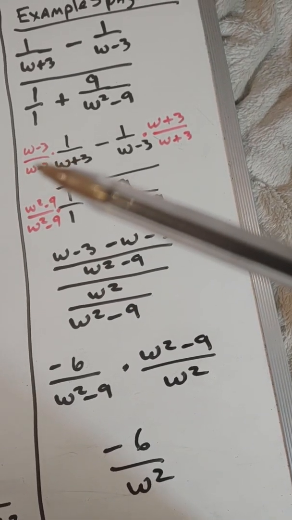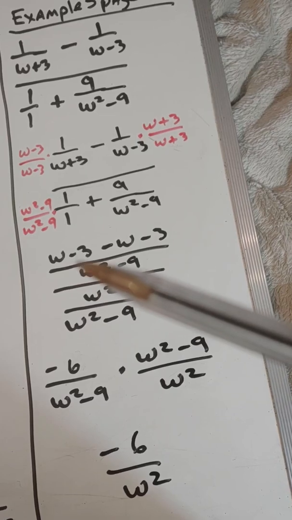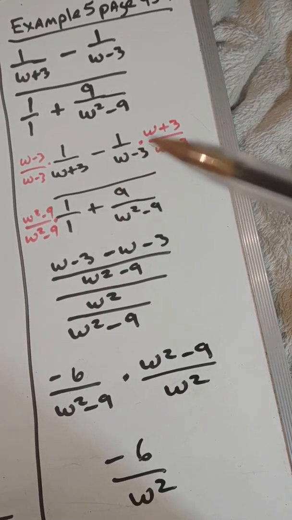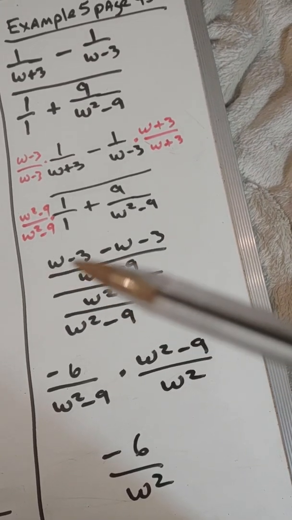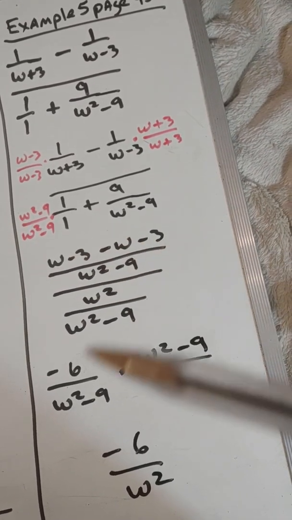Here, like I said before, w minus 3 times 1 is w minus 3. Minus 1 times w is minus w. Minus 1 times 3 is minus 3. W minus w cancels out. We end up with minus 6 on the top.